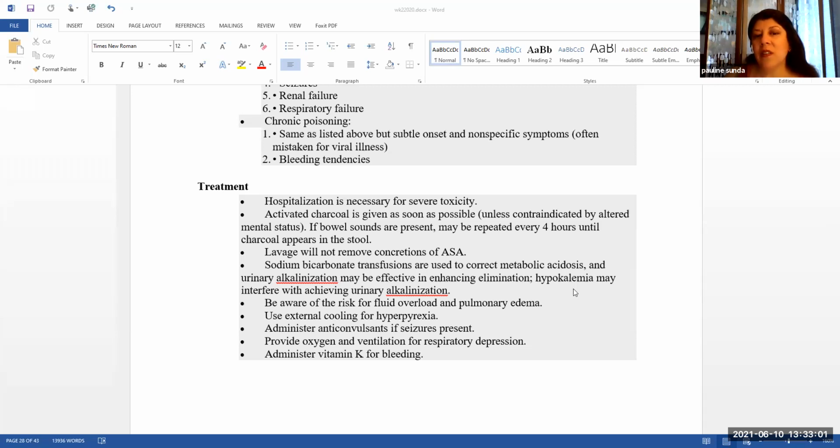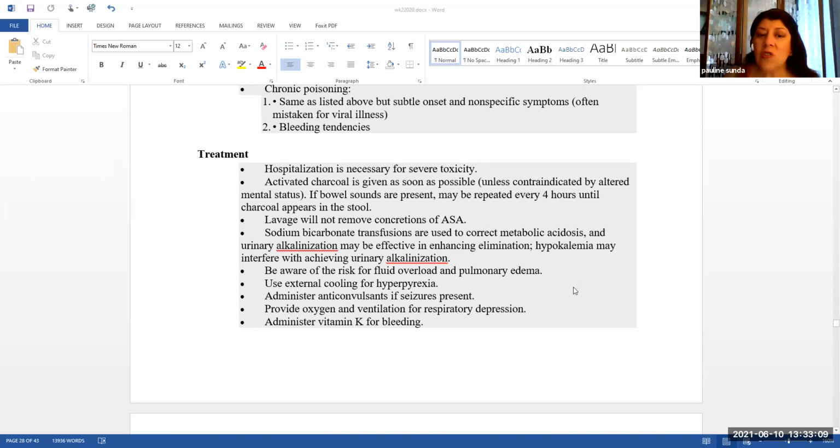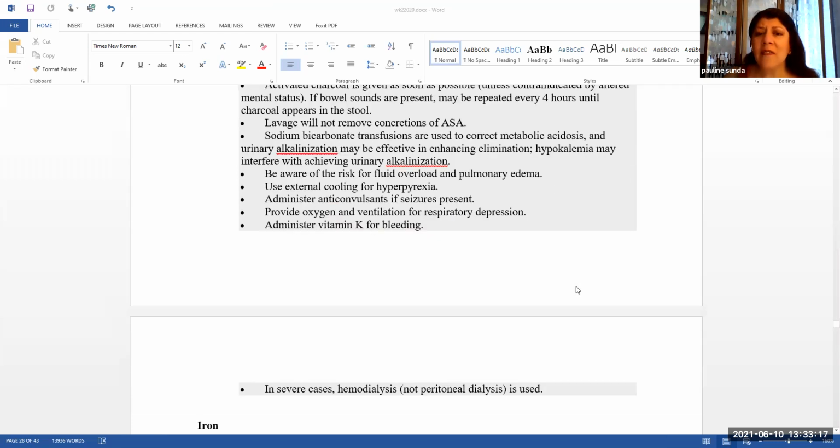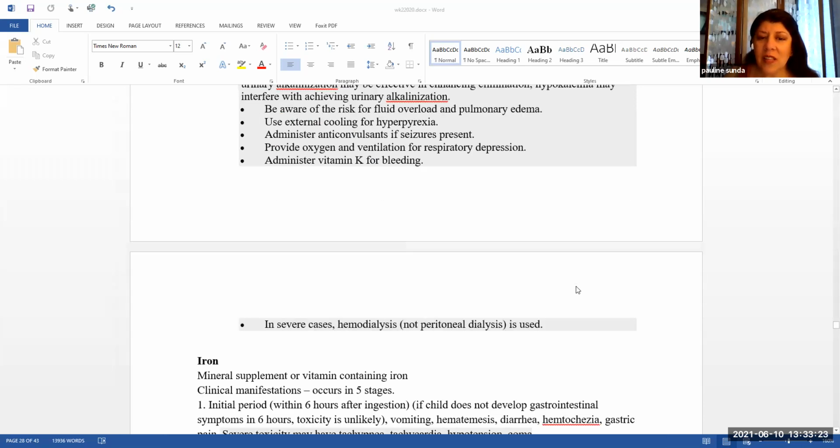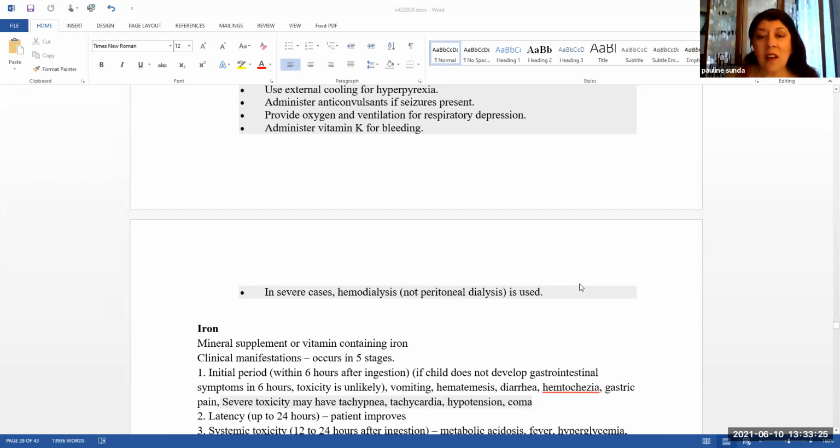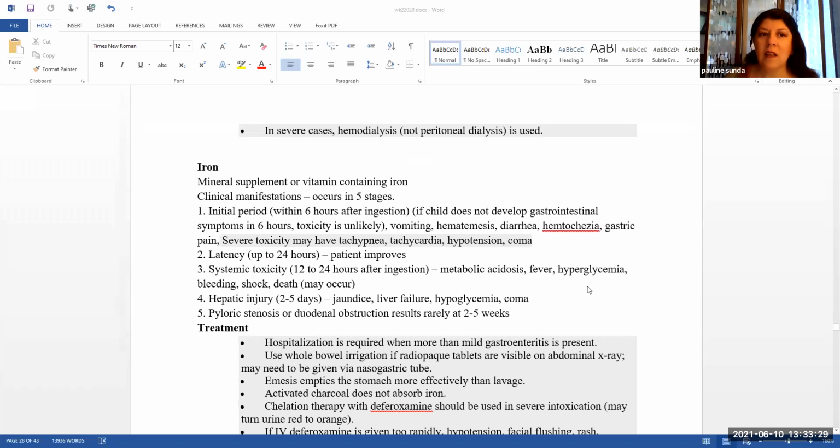Hypokalemia may interfere with achieving urinary alkalinization. Be aware of the risks of fluid overload and pulmonary edema. Use external cooling for hyperpyrexia. Administer anticonvulsants if seizures are present. Provide oxygen and ventilation for respiratory depression. Administer vitamin K for bleeding. And in severe cases, hemodialysis, not peritoneal dialysis, is used.